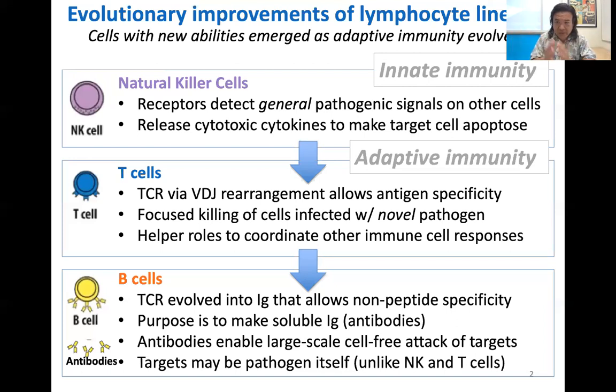200 million is pretty recent, right? It was really just part of vertebrate evolution. So in B cells, you can think about it this way: T cell receptors evolved into immunoglobulins that allow non-peptide specificity, right? An immunoglobulin can bind anything. Yeah, it can bind a small peptide, but it can bind carbohydrate, it can bind fats, other things, or bigger protein, anything that the immunoglobulin's antigen-binding arms are the right shape to detect, right?